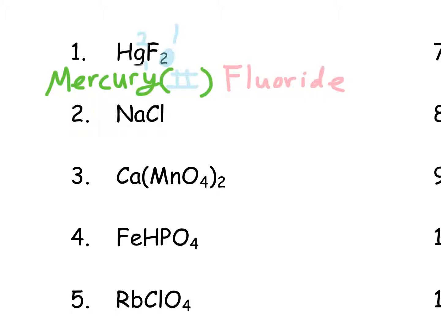Number 2, we're looking at naming. My cation is sodium. It is not a transition metal. I already know the charge, so I don't need a Roman numeral. My anion is chlorine from the periodic table, which means it changes to chloride.